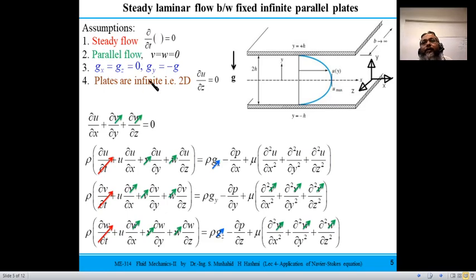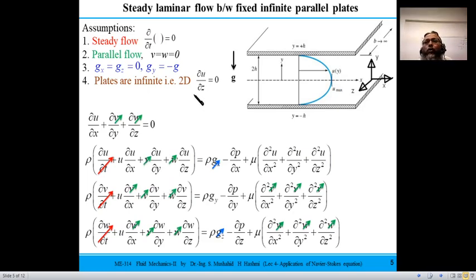Okay, the next is the variation of the velocity component u. Here v is 0, but ∂u/∂y is not 0. So we have no information about ∂u/∂y. We have only the information that the multiplier v is 0. So if any multiplier is 0, whatever the gradient of the velocity in the y direction, the term would be 0 eventually.